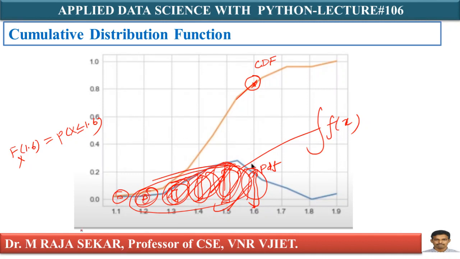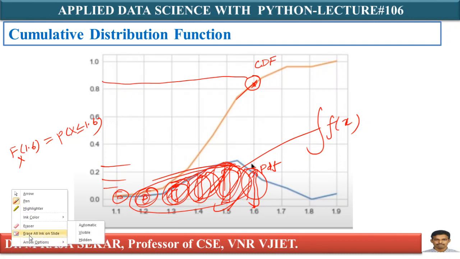It's a simple one. Just see the corresponding y values here and here. Add all those y values till 1.6. You will get 0.82. That is the CDF. Isn't it? What can I say? If you keep on integrating, or if you keep on adding the values, you will get points on the CDF.